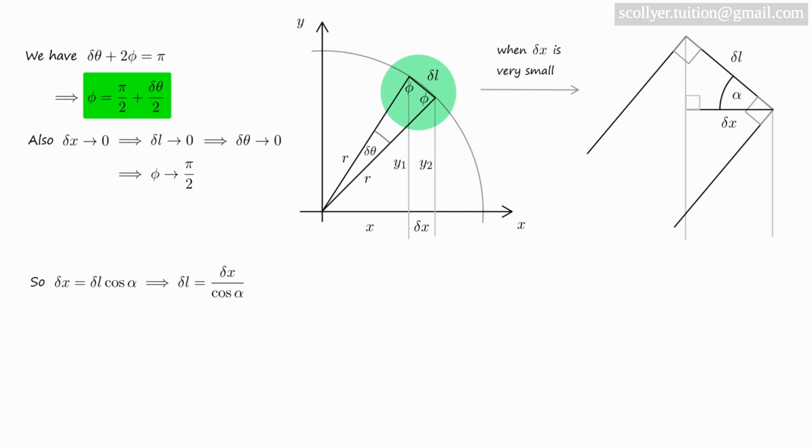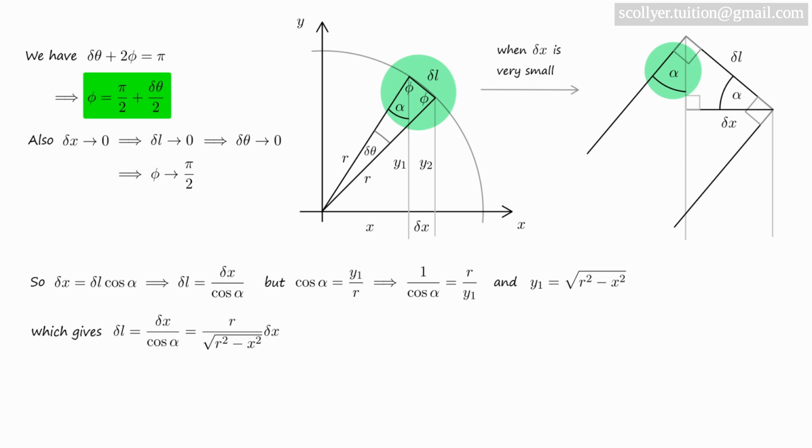Now we can see that this angle is alpha, and by looking at the diagram in the middle, that implies that cos alpha equals y1 over r, so that 1 over cos alpha equals r over y1. And we see that y1 equals the square root of r squared minus x squared, so that delta L equals r over the square root of r squared minus x squared times delta x. And now we can get an expression for delta A purely in terms of x as follows.